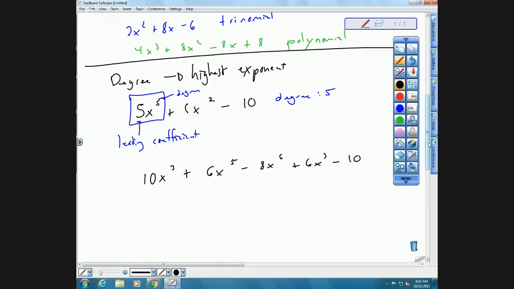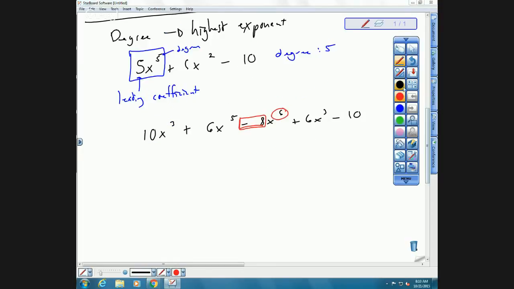All right, so what's my degree on this one? 6. What's my leading coefficient? It's got to go off that one, because if I wrote it in order, that one would be the one in the front.